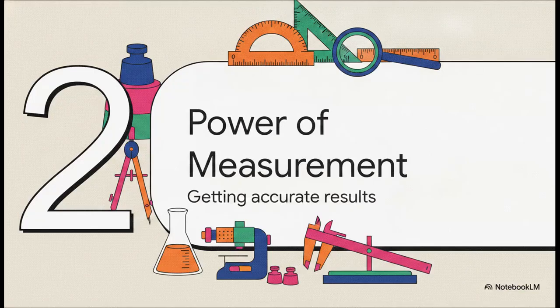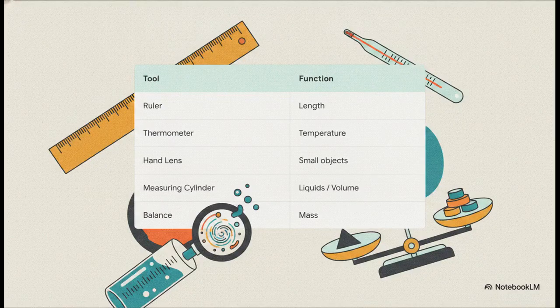Moving right along to Section 2, the power of measurement and getting accurate results. Now, it's one thing to have a box full of shiny tools, but it's entirely another to know exactly what they are actually designed to achieve, and this brilliantly illustrates that point. Every tool is uniquely paired with a very specific function. A ruler maps directly to length, a thermometer captures temperature. A hand lens brings all those tiny details of small objects into crystal clear focus. A measuring cylinder handles liquids and volume, while a balance is used to figure out mass.